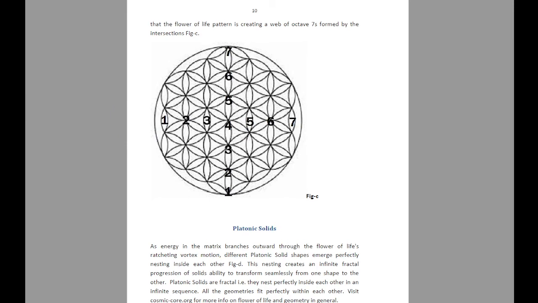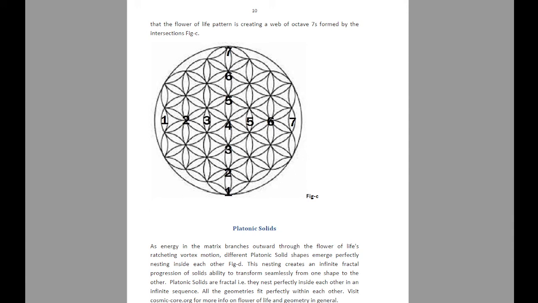The flower of life pattern is creating a web of octave 7s formed by the intersections (Fig C). Platonic solids as energy in the matrix branch outward through the flower of life's ratcheting vortex motion. Different Platonic solid shapes emerge, perfectly nesting inside each other (Fig D). This nesting creates an infinite fractal progression of solids' ability to transform seamlessly from one shape to the other.